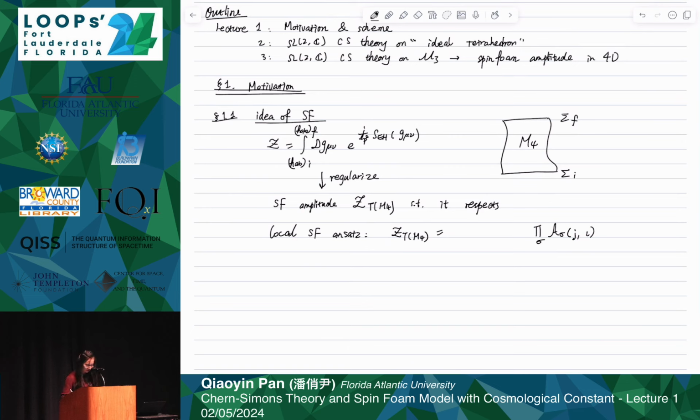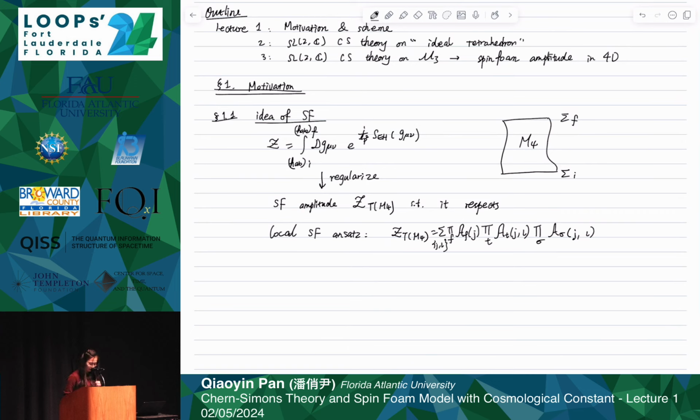Furthermore, we associate an amplitude for each tetrahedron of the triangulation. It's also a function of spin and intertwiner, with a product over all tetrahedra. And for each triangle in this triangulation, I also associate an amplitude, which in EPRL is a function of the spin, and also a product over all of them. And then I sum over all the configurations.